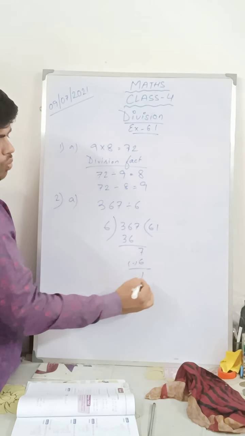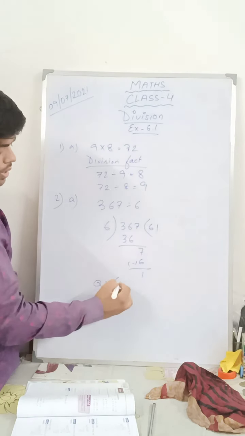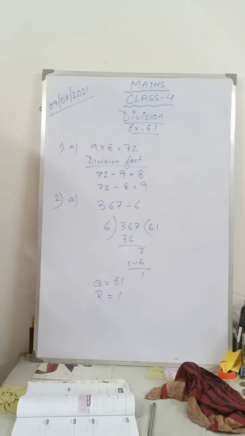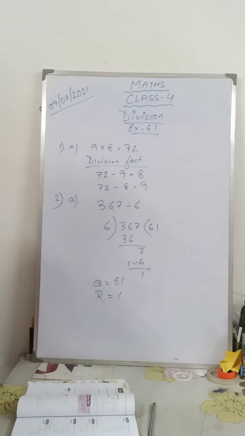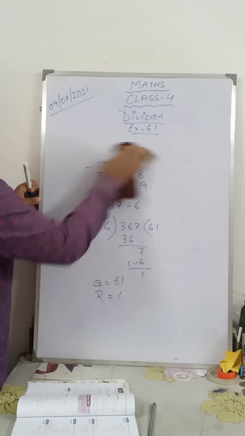When you subtract, 1. Now you will write here Q is equal to 61, that means quotient, and R, that is remainder, is equal to 1. This is how you will do question number 2. I hope all of you have understood. I am erasing so that we can move on with our exercise.